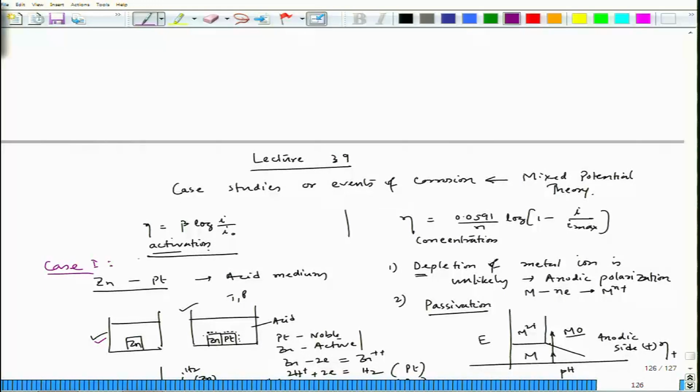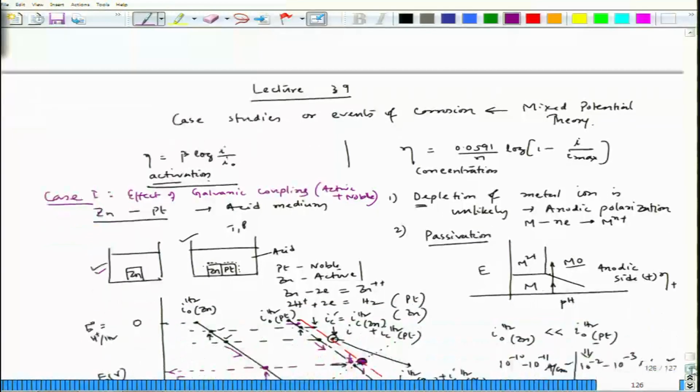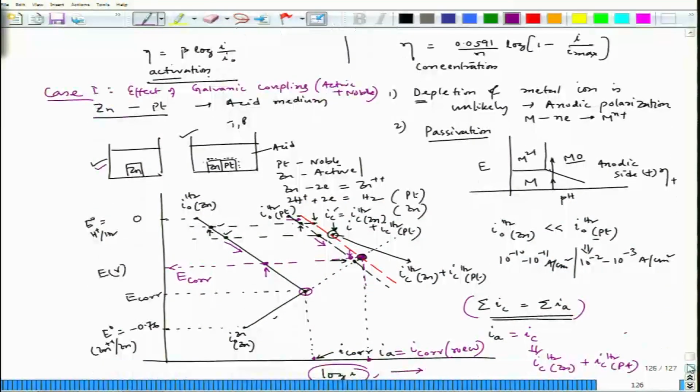Case 1 is the effect of galvanic coupling with active plus noble. This is the galvanic coupling we are considering. But remember, when we have seen this galvanic coupling, we have said that they have the same area which is exposed to the acid medium. The area is not changing.